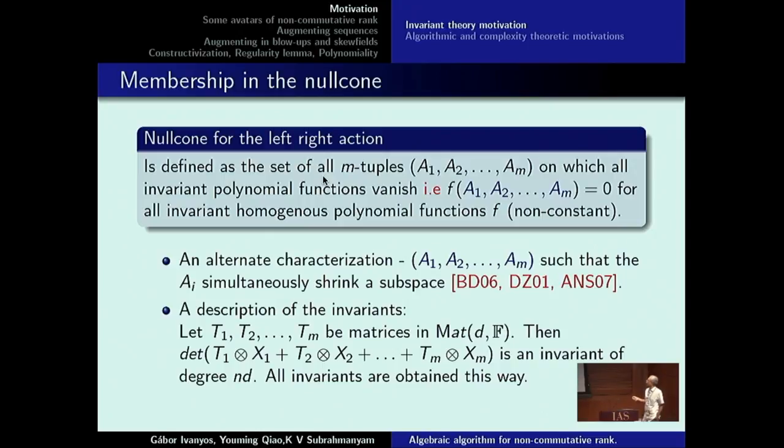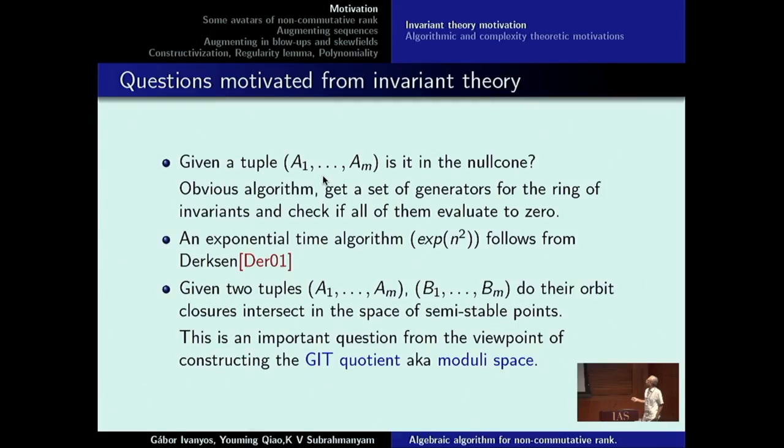You'll see this again. Given this characterization, there is actually an interesting description of the invariant ring also. If I look at variable matrices x1, x2, ..., xm, tensor them with arbitrary matrices over the field, and calculate the determinant of this nd by nd matrix, one can easily show that this polynomial function in the variables x1, x2, ..., xm is actually invariant. And it is known that all invariants are actually generated by this set of polynomials.